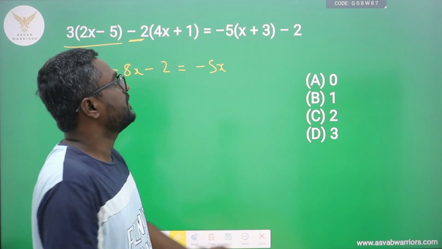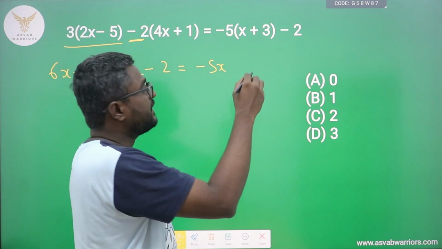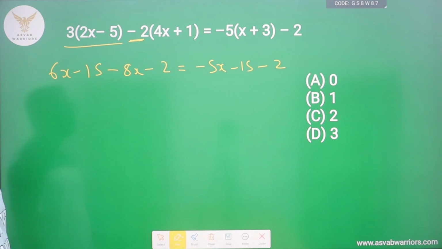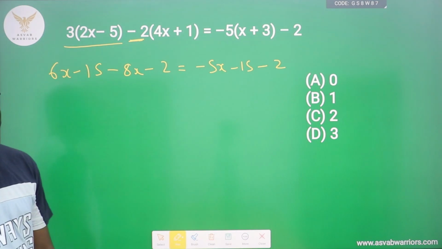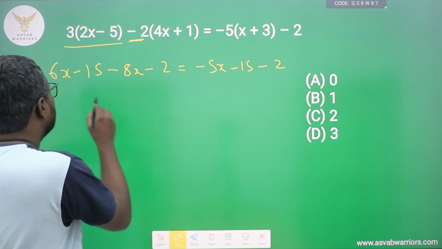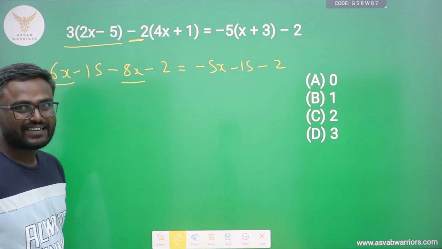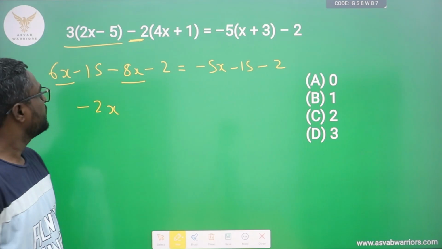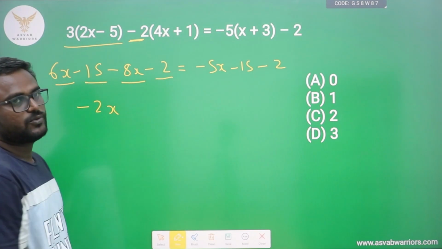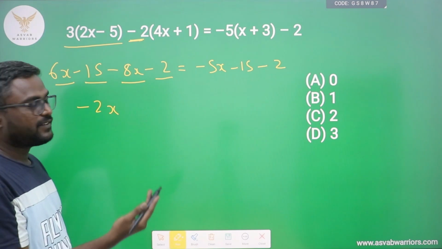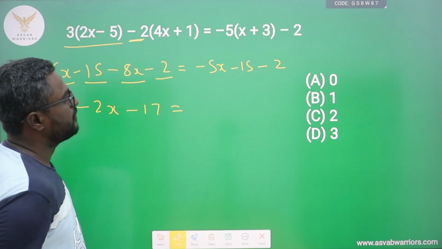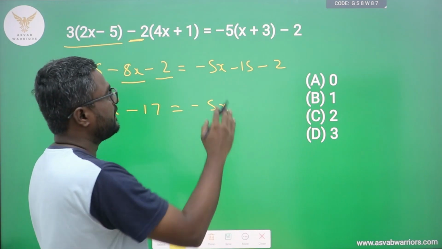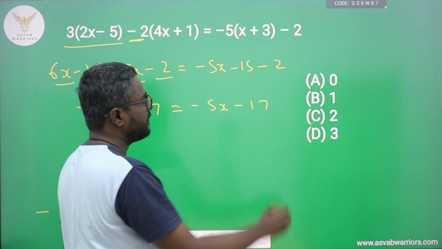Negative 5 times positive 3 is nothing but negative 15 minus 2. Now, what do I do? First thing that I'm going to do, I'm going to simplify the like terms. So 6x minus 8x is nothing but negative 2x, minus 15 minus 2. So negative 15 minus 2 is nothing but negative 17, equals to negative 5x minus 15 minus 2, which is nothing but negative 17 again.